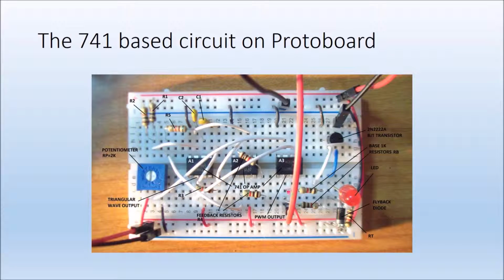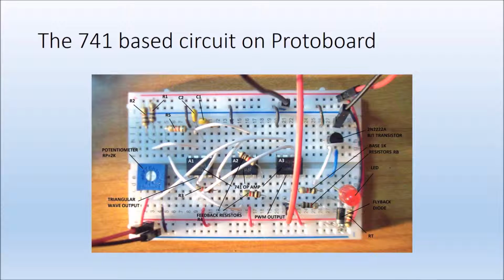Here's the circuit: the potentiometer, amplifier 1, amplifier 2, amplifier 3, and here's the transistor. Here's capacitor C1, capacitor C2, R1, R2, R5. These are the feedback resistors here, and here's the pulse width modulation output, which I take on to the transistor, and the transistor receives the 1 pin from the motor, which is this one.